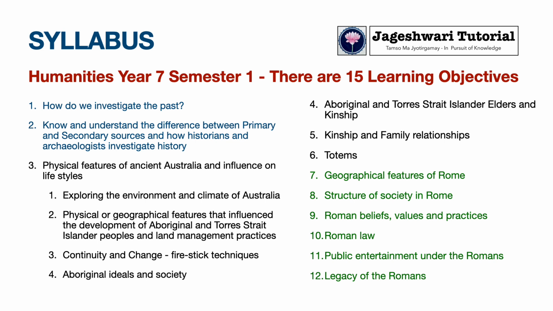The first area is about how we study history. I have highlighted its learning objectives in blue color. The second focuses on ancient Australia and its outcomes are shown in black. The third area, which I have marked in green, is all about ancient Rome.